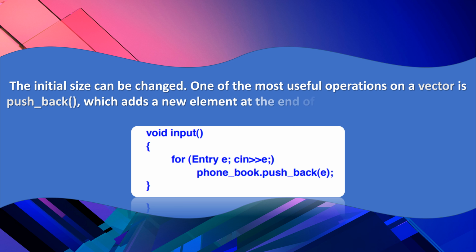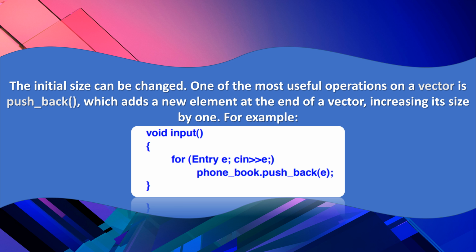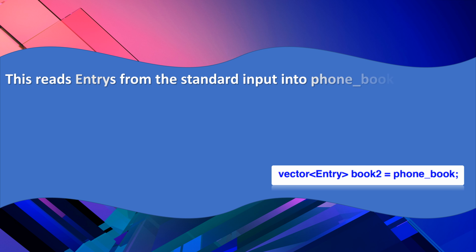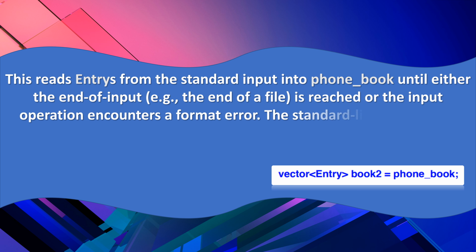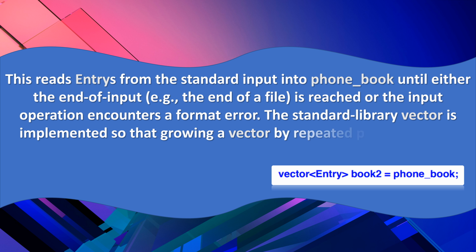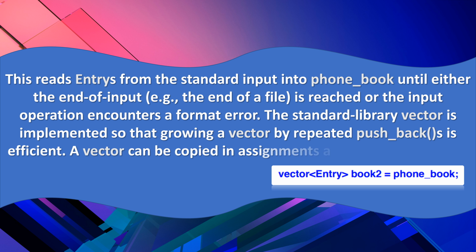The initial size can be changed. One of the most useful operations on a vector is push_back(), which adds a new element at the end of a vector, increasing its size by 1. For example, void input() { for (Entry e; cin >> e;) phone_book.push_back(e); } This reads Entries from the standard input into phone_book until either the end of input, for example the end of a file, is reached or the input operation encounters a format error. The standard-library vector is implemented so that growing a vector by repeated push_back()s is efficient.